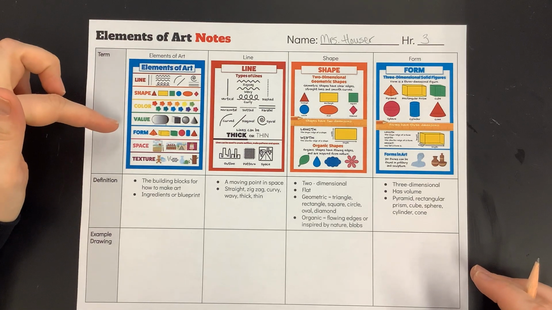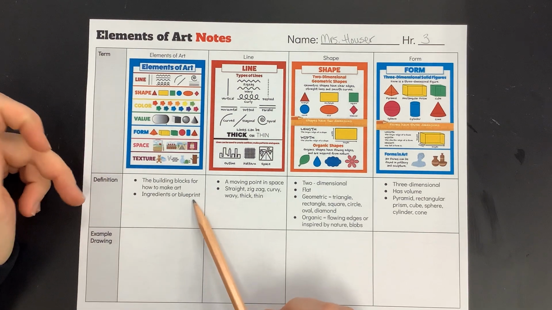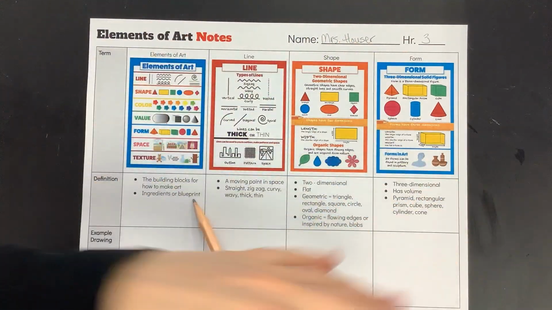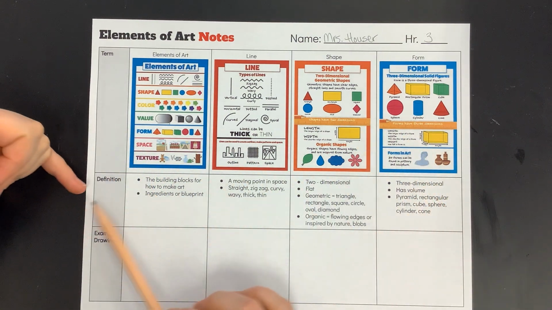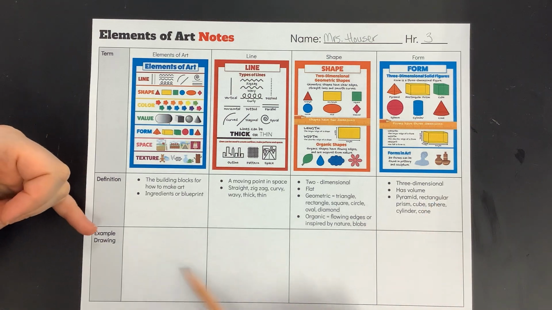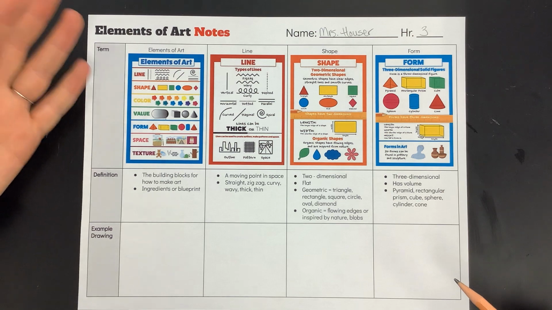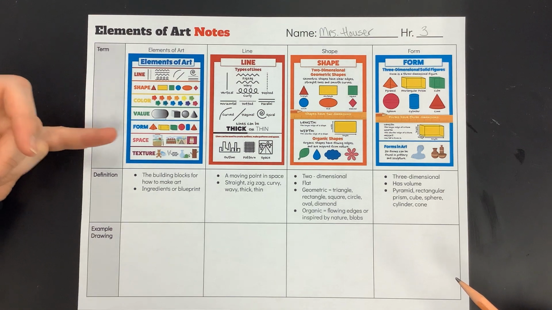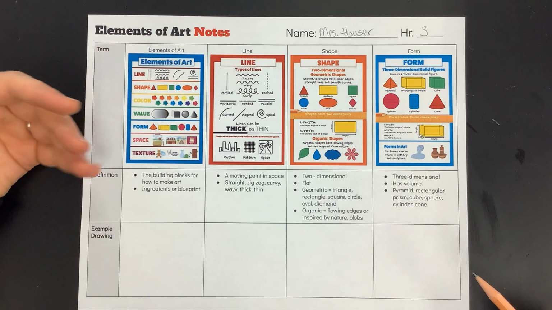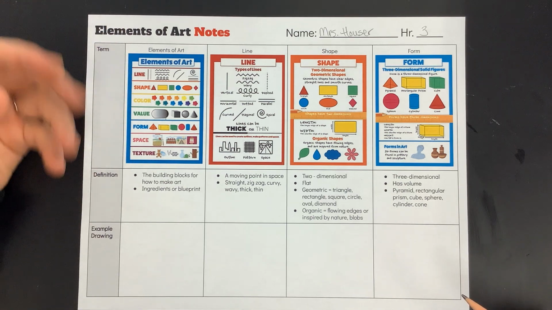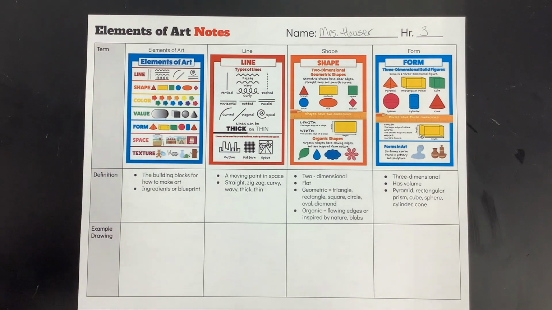But our elements of art, those are essentially our building blocks for how to make art. They're the ingredients or blueprints, so that you guys can understand how this document flows. We have our term along the top row, we have our definition in the second row, and we have an example drawing that we're going to complete together in the third row. So looking at our elements of art, we have line, shape, color, value, form, space, texture. Again, those are the elements that we use to make our art. We use lines, we use shapes, we use color, value, form, space, and texture to build our art project, okay?